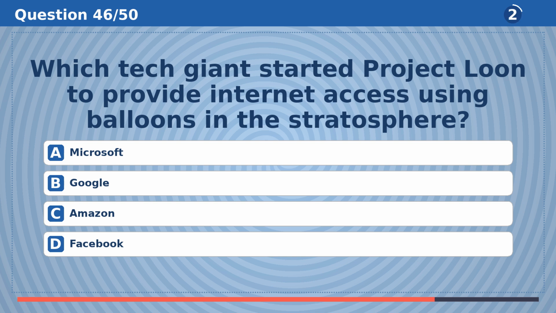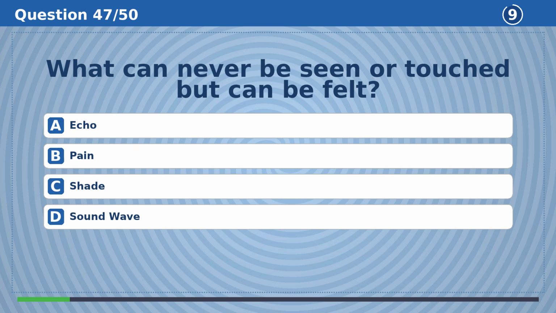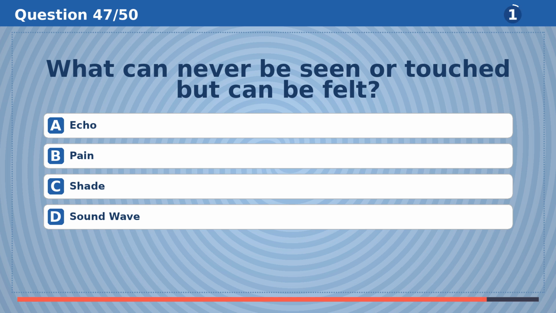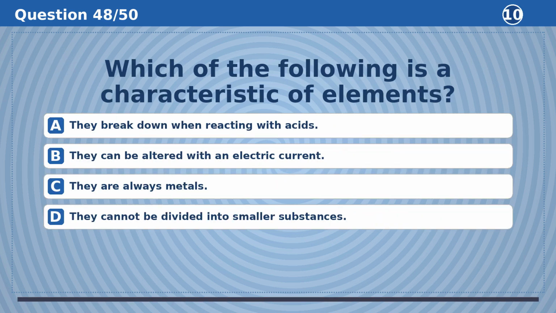Which tech giant started Project Loon to provide internet access using balloons in the stratosphere? The answer is B. Google. What can never be seen or touched but can be felt? The answer is D. Sound wave.